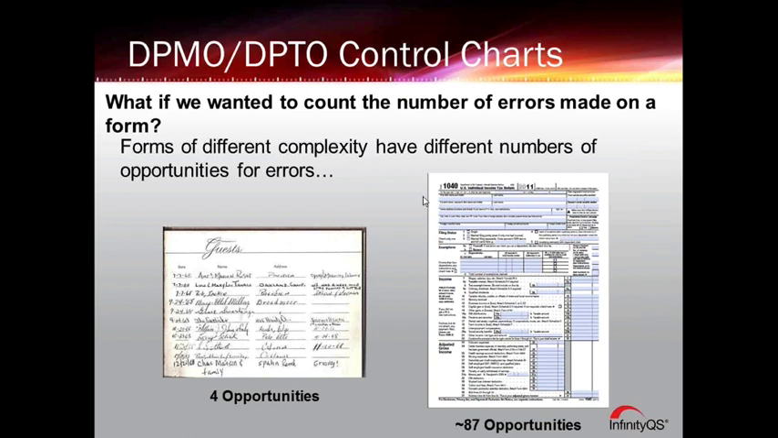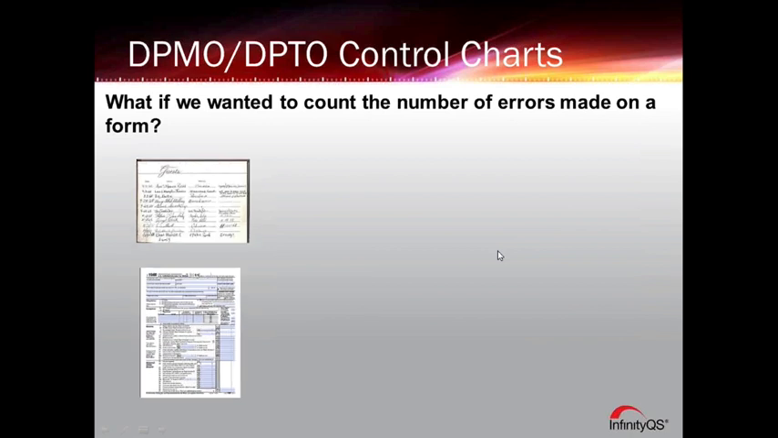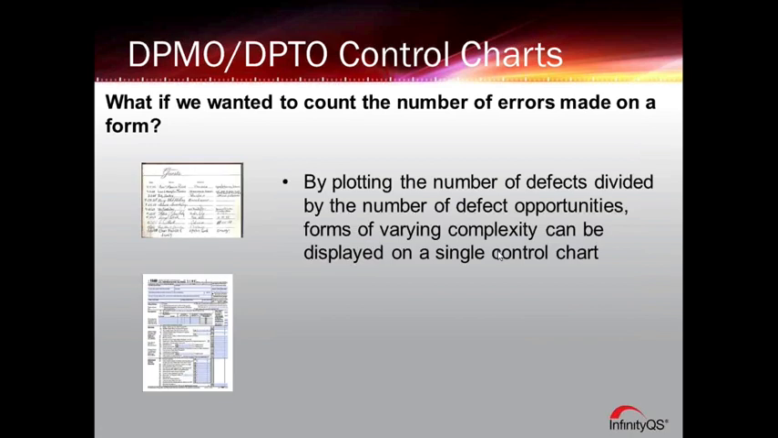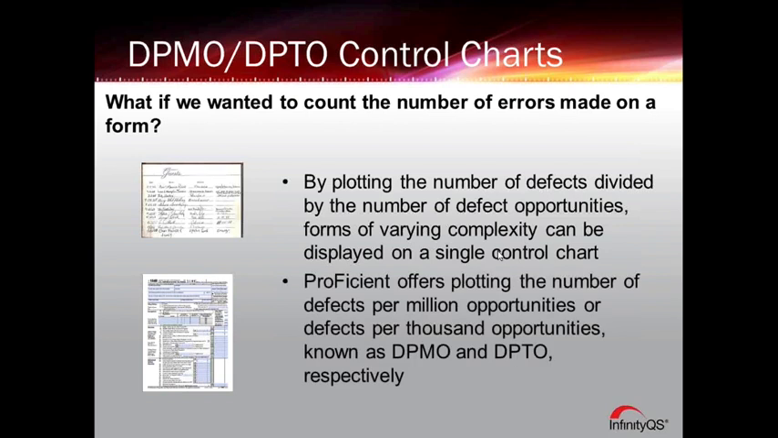And so if we take these two and actually wanted to plot them on the same control chart, basically I'd plot the number of defects divided by the opportunities, and so now I normalize out that complexity, and I can display that information a little bit more meaningfully on a single control chart. Proficient offers plotting defects per million opportunities, defects per thousand opportunities, known as DPMO and DPTO, respectively, and they're really the same statistics. They're just off by 3 orders of magnitude.